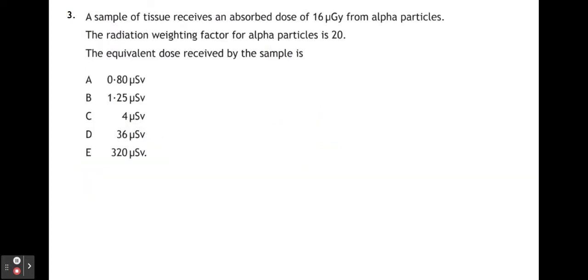Number 3. A sample of tissue receives an absorbed dose of 16 micrograys from alpha particles. The radiation weighting factor for alpha particles is 20. The equivalent dose received by the sample is... Pause the video and see if you can work it out.